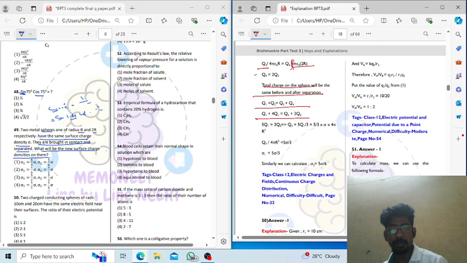Question number 52. Charged conducting spheres of radius 10 cm and 20 cm have the same electric field near the surfaces. The ratio of their electric potential is? For the same radius, V is proportional to 1 by r. So V1 by V2 will be equal to 20 by 10. So it will become 2:1 or 1:2. Same electric field near the surface, the ratio of the electric potential is.